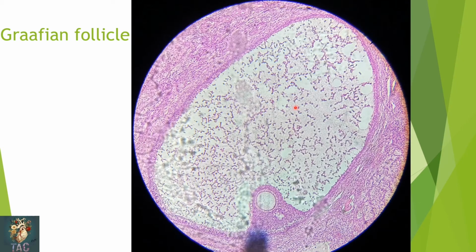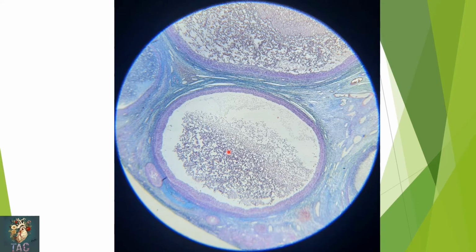Another beautiful slide through the Graafian follicle. You can see the oocyte surrounded by the zona pellucida, then the cumulus oophorus cells, then the granulosa cells. Outer to granulosa are the theca cells, and here you can see the antral fluid which is present in the antrum.